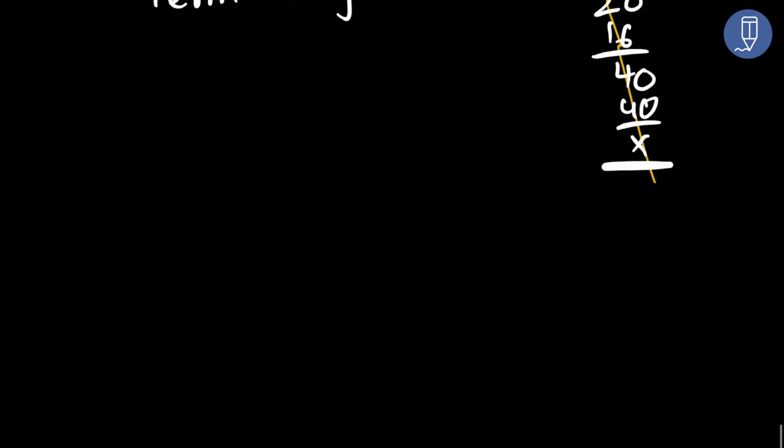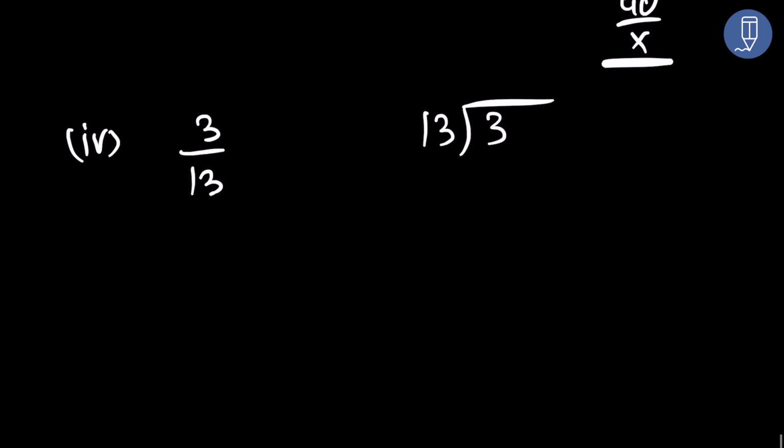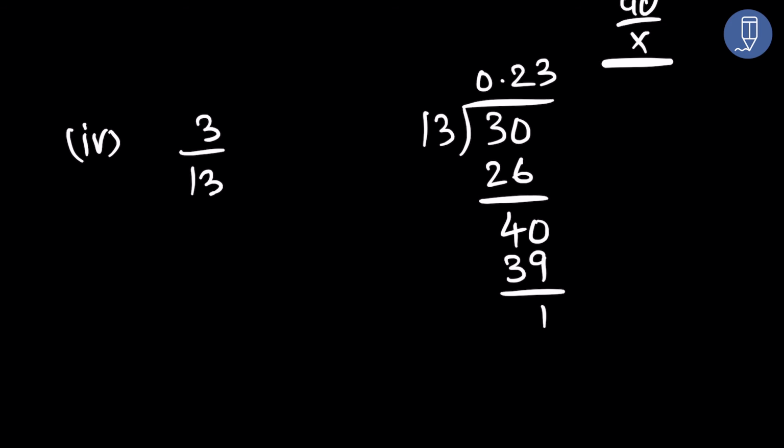Part 4 is 3 upon 13. Now let's do long division again. 3 upon 13. This becomes 0.0. 13 into 2, 26. This becomes 4. This gives you 4. So this becomes 40. 13 into 3, 39. This gives you 1. You put 0. Now here 10 is smaller than 13. We put one more 0. So we put one more 0 here.